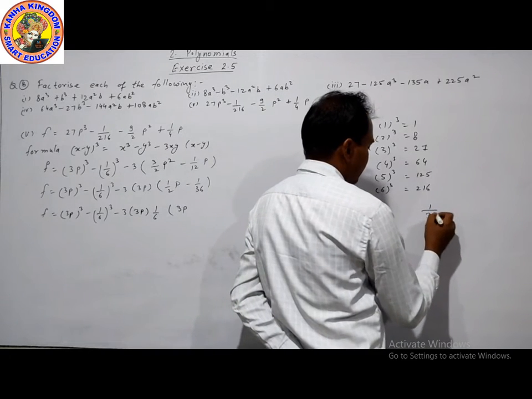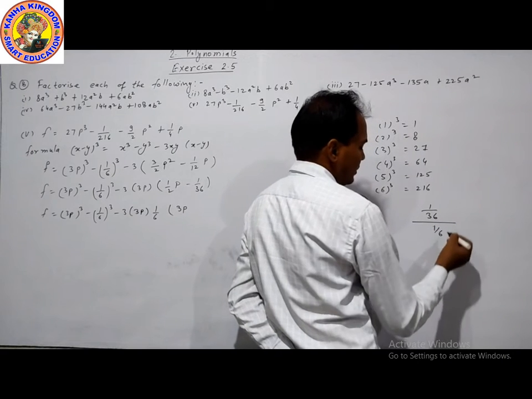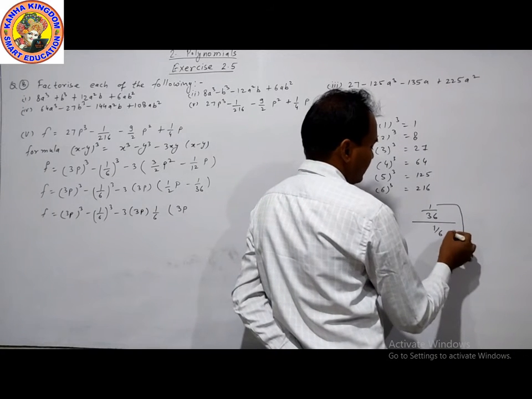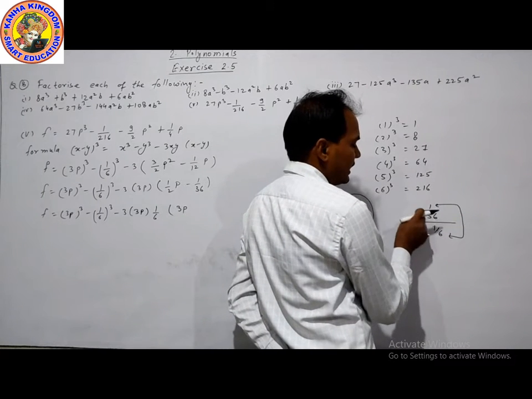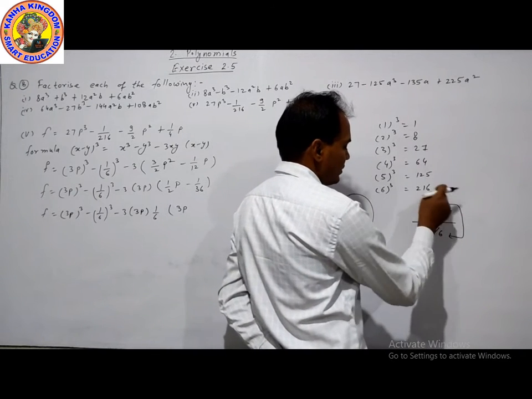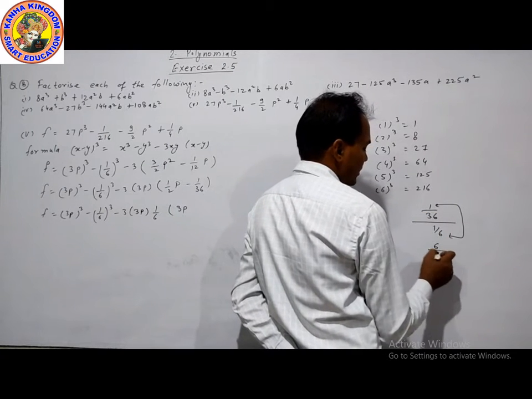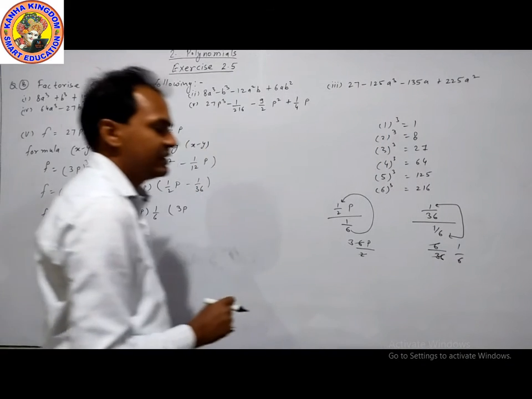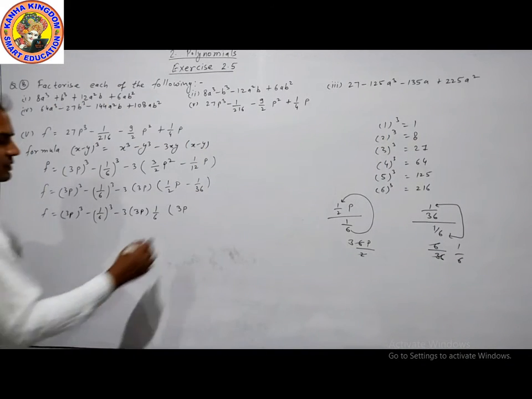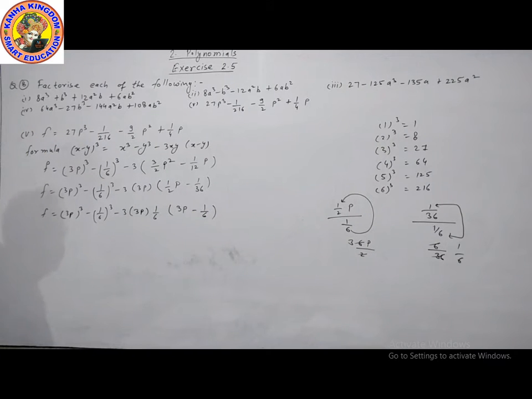this is 1 by 36, now dividing by 1 by 6. The first and fourth are the numerator, the second and third are the denominator. So 6 will be moved up. 6 upon 36. 1 time 6 and 6 time 6 can cancel each other, so this will be 1 by 6.